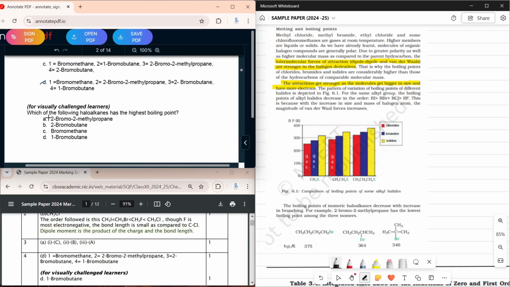That's the highest. So the question for visually challenged learners is just which haloalkane has the highest boiling point, and the highest boiling point belongs to 1-bromobutane, which is option D.